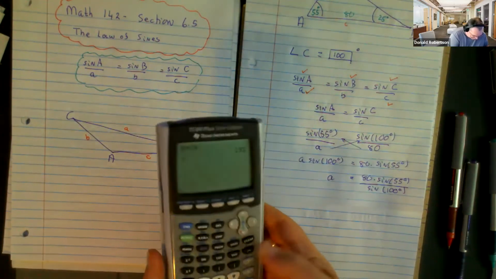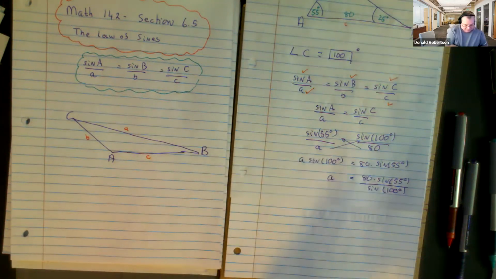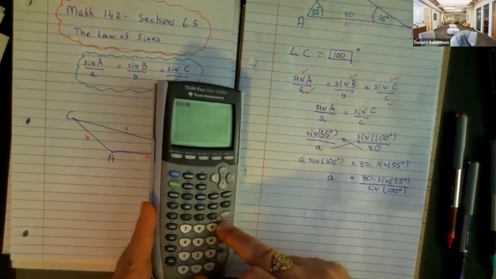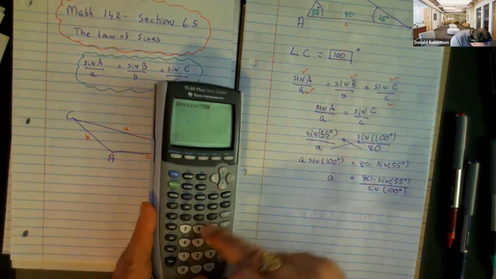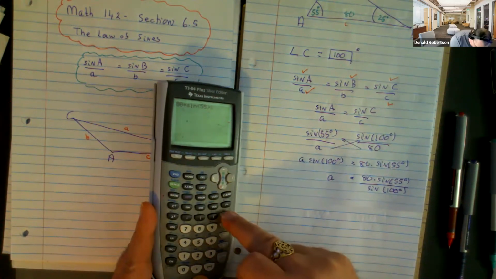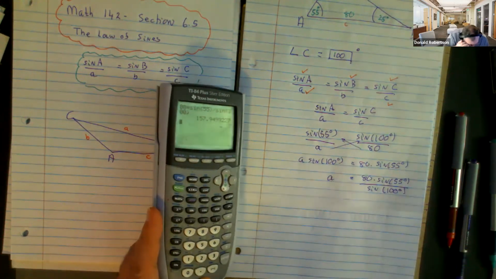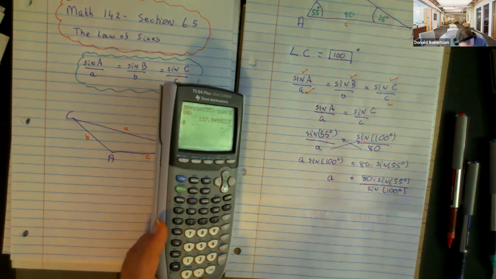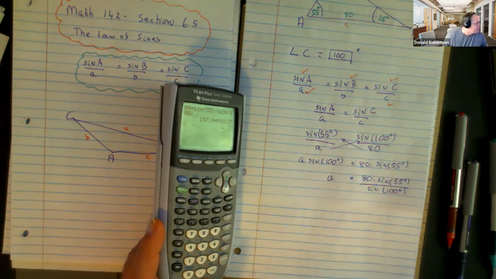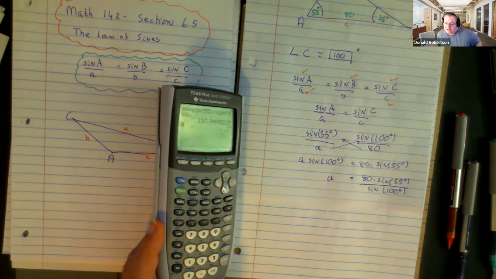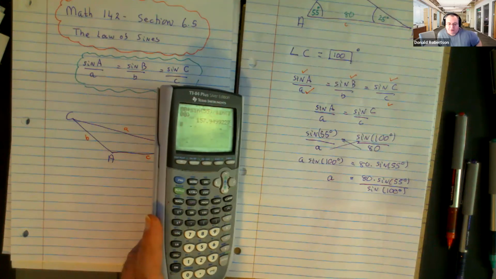And so off we go. It's going to be 80 times the sine of 55 divided by the sine of 100. And I get 157.9. What do they want? 2 decimal places. So 0.95. And I put it in. And WebAssign says I'm wrong.